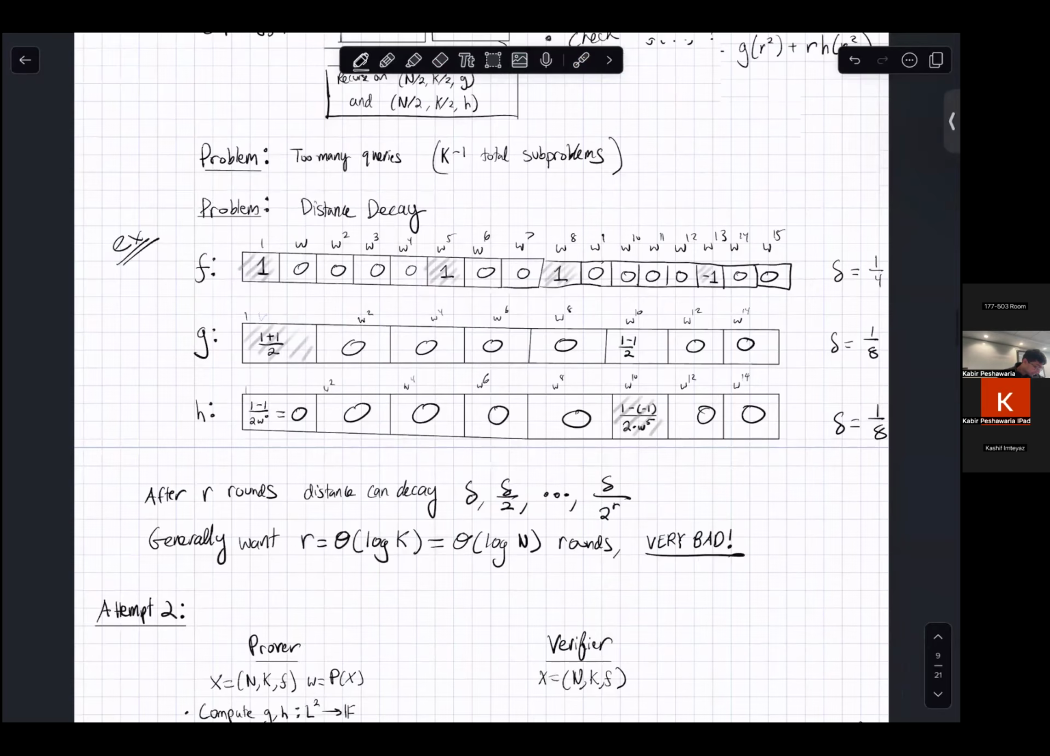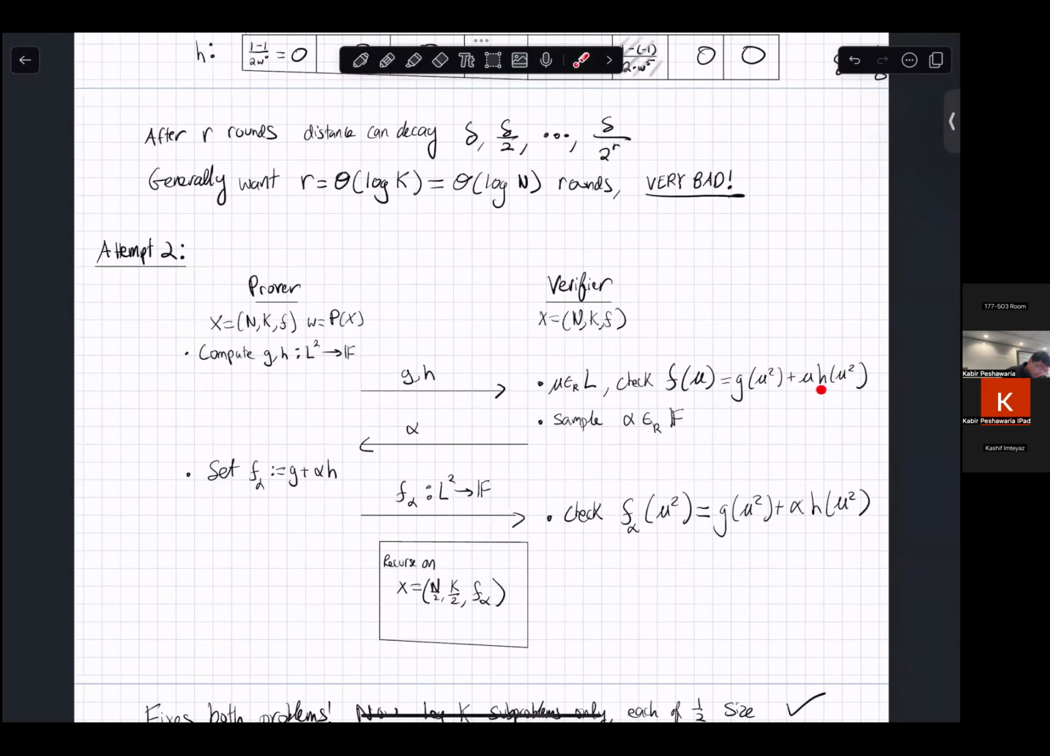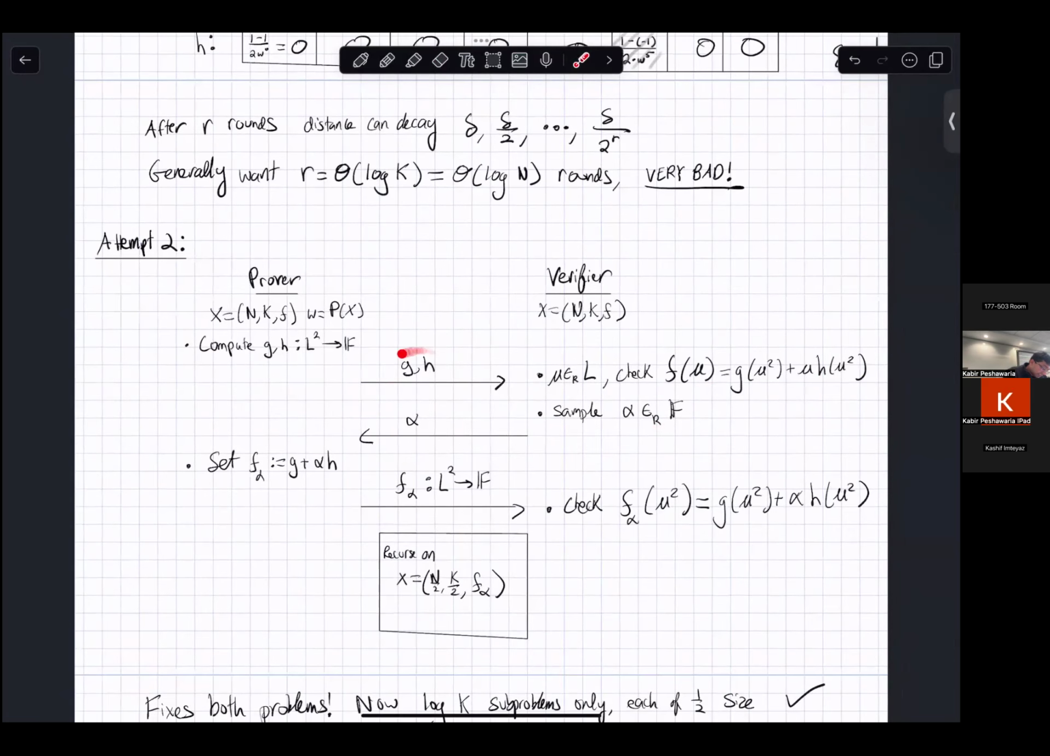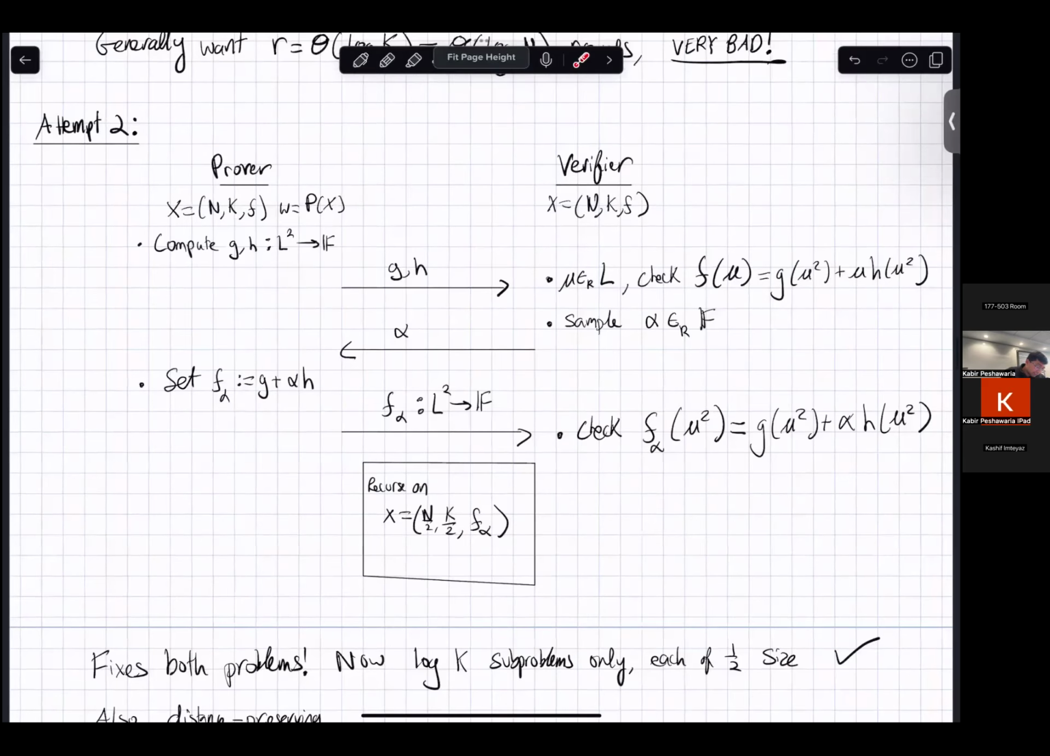So let's look at a second attempt. Our second attempt is to do pretty much the same thing, except now the verifier is going to give us a batching challenge, alpha. And instead of having 2 subproblems G and H, we'll batch G and H according to alpha to get a single subproblem. Then we'll send that single subproblem to the verifier, and we recurse on capital N over 2, capital K over 2, our new Reed-Solomon parameters, and subproblem.